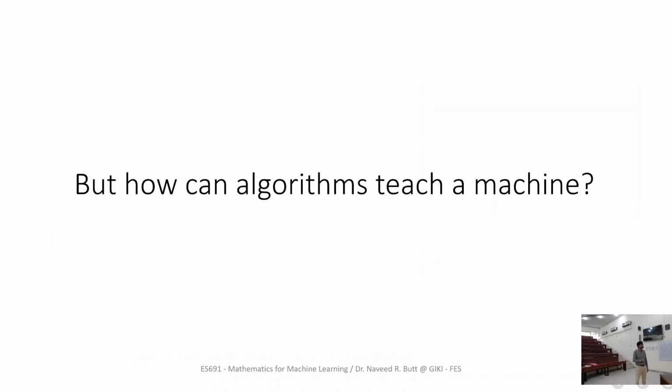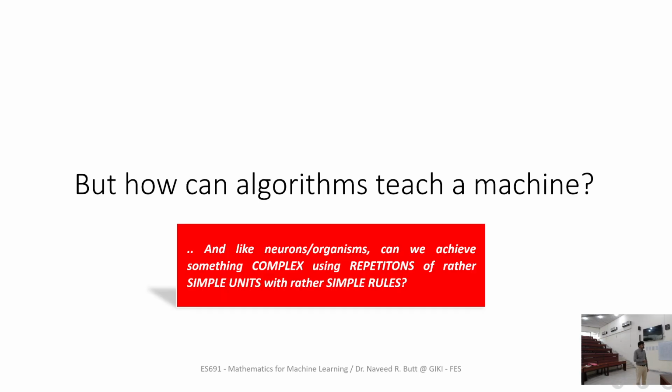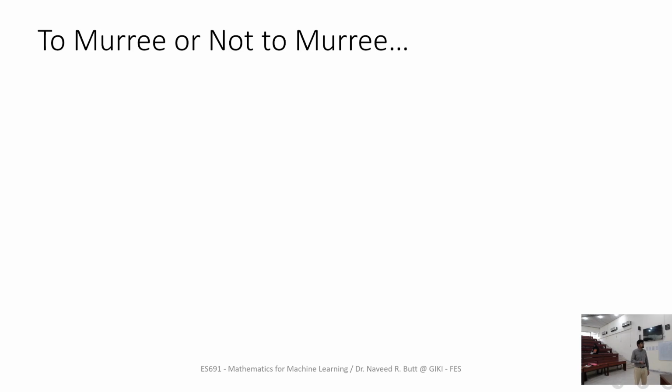So there, as I asked you before, how can an algorithm teach a machine? There is a machine learning algorithm which is teaching some machine to do something. So a secondary question here is, just like we saw in organisms and in the brain and in the different ant colonies, we saw simple repeated units leading to rules and units leading to complex tasks being done. So can we do that here as well or not?